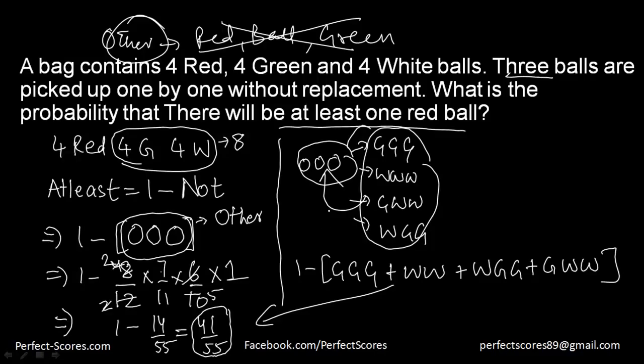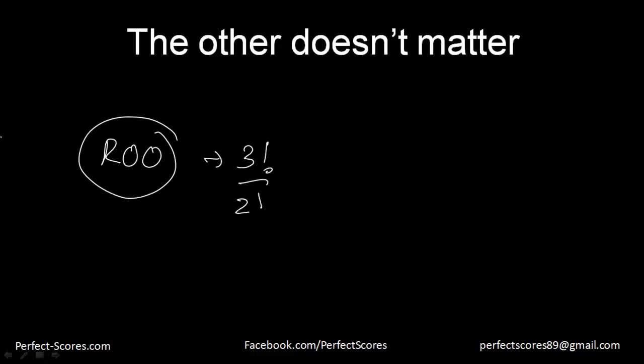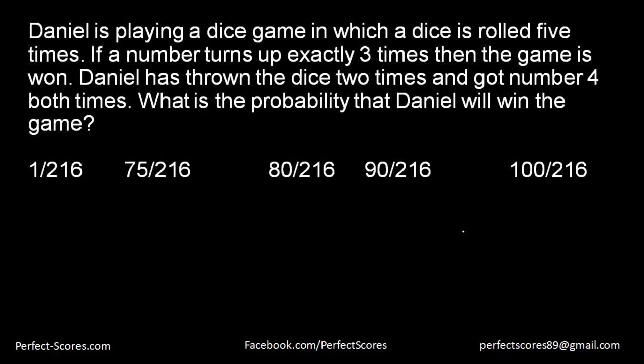Okay, so suppose everyone has understood this. Now this is what I want to emphasize: the other doesn't matter at all. So if I have something as red, other and other, the number of ways this can be arranged is 3 factorial by 2 factorial. That's it. You don't have to worry that this other can have different variations, because according to the question it is other and other. Right? So this is something that I want you to know. Let's actually try a tough question on that.